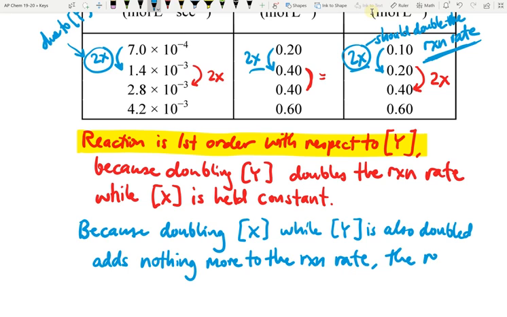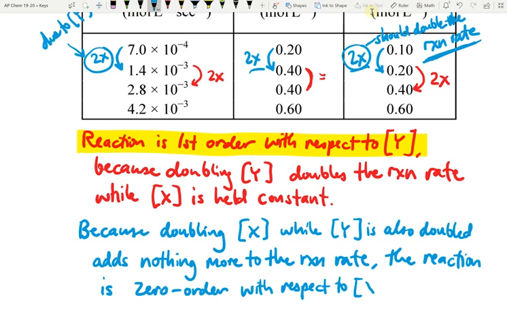We can figure out then that this reaction isn't at all dependent on the concentration of X. We could double X and it didn't do anything extra here. We could triple it. It wouldn't do anything extra here. So the reaction is what we would say zero order with respect to X. When doubling a concentration or tripling a concentration of something causes no measurable change in the reaction rate, then we say that it's zero order with respect to that substance.